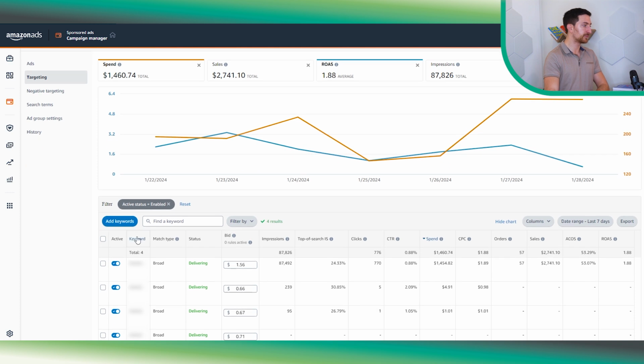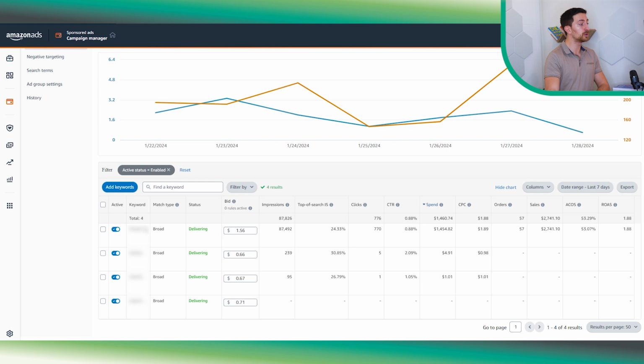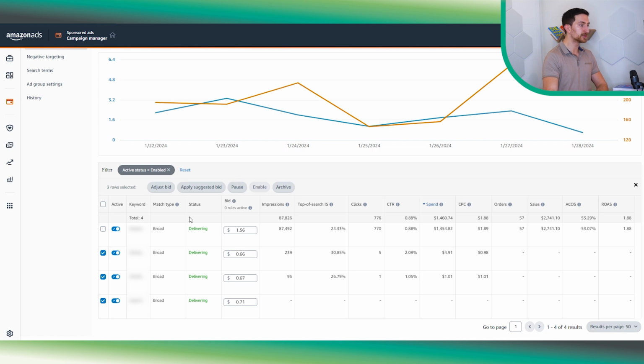As we said before, we have only 4 keywords inside this ad group, and only one is spending. So what we could do here is keep active only this keyword and pause all the others. So we will have a single keyword campaign, and we have full control over this keyword.